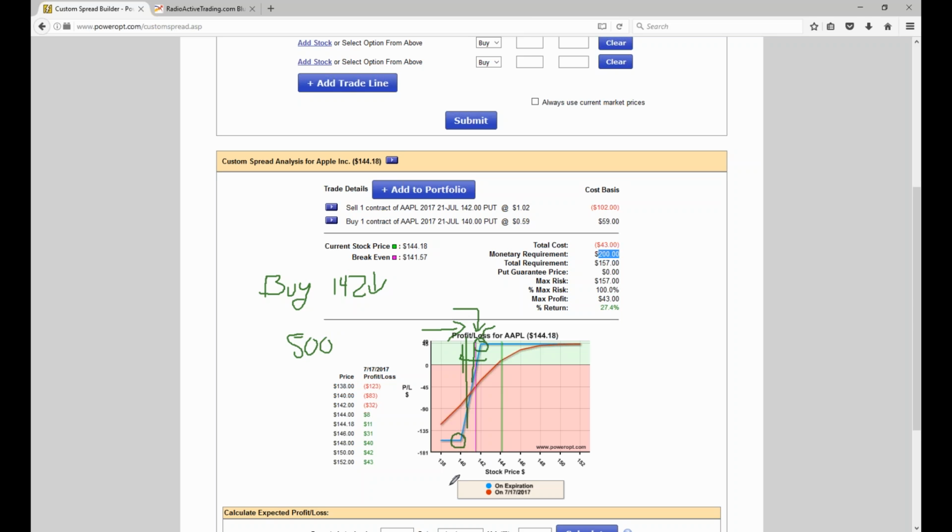That put gives me the right to force someone to buy my shares of stock at 140. But if the stock's on the market right now at 141, why would I force someone to buy my shares of stock at 140 when I can sell it at the market at a higher price? Okay, so this is still out of the money if the stock's between the strike prices in a bull put. The long put only helps you when the stock falls below both strike prices in that case. I could sell to close the put, get 10, 15 cents back, whatever.